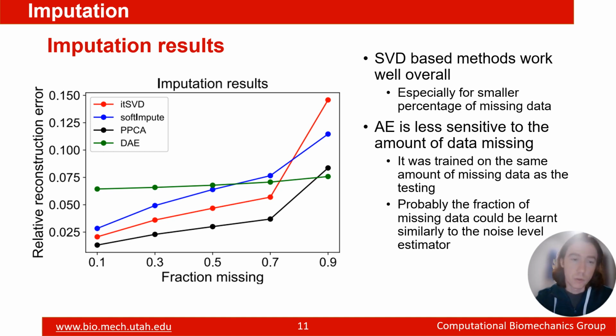Let's compare our results. Again, a relative reconstruction error as a function of the fraction missing from 10% to 90% missing. Overall, the SVD-based methods work well, especially for smaller percentage of data missing. Again, the autoencoder is less sensitive to the fraction missing, and for 90%, actually the denoising or like the imputing autoencoder works the best.